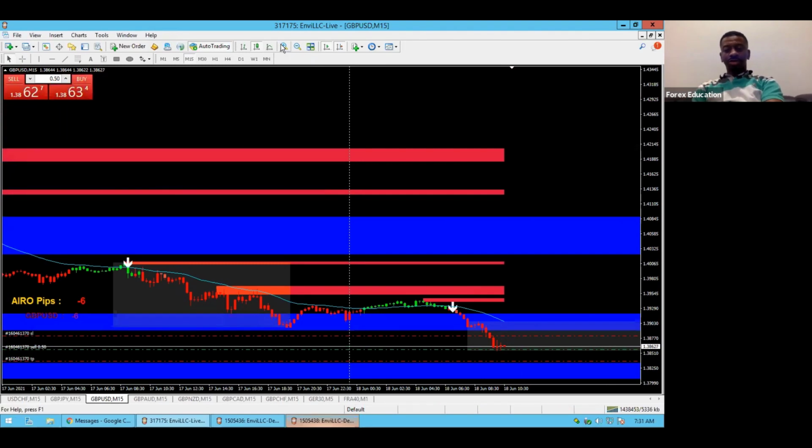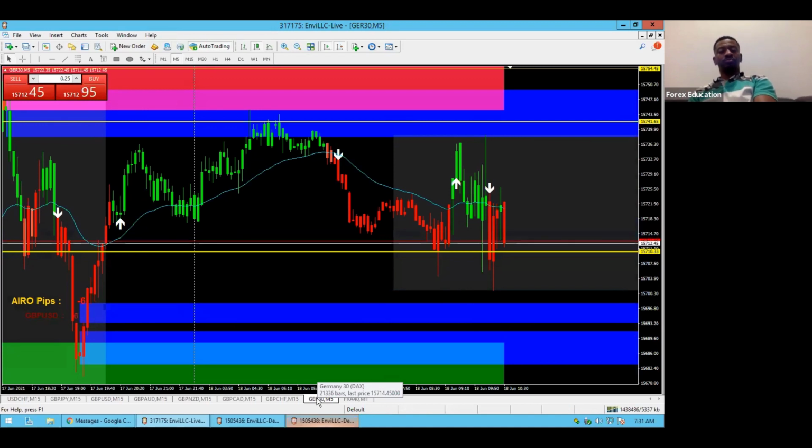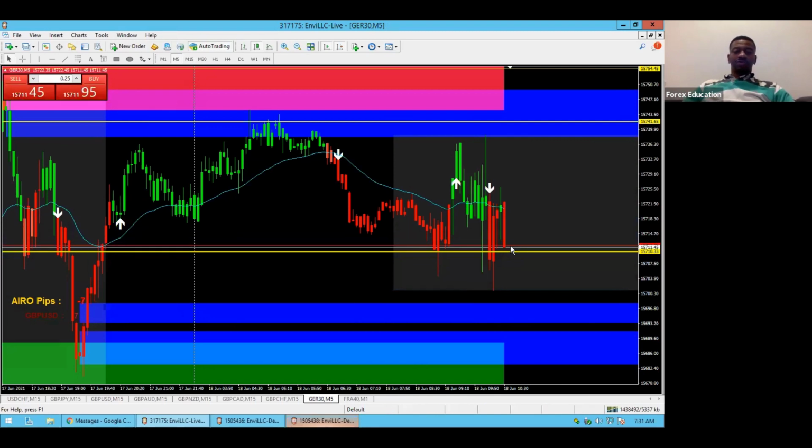Double dojis. Not sure that's a good sign. I don't like that. Now I need to see a bullish engulfing or bearish engulfing. Bearish engulfing, please. GU, I need one of these right here. We need one of those bearish engulfings, please.